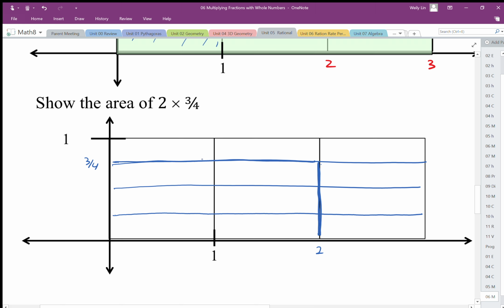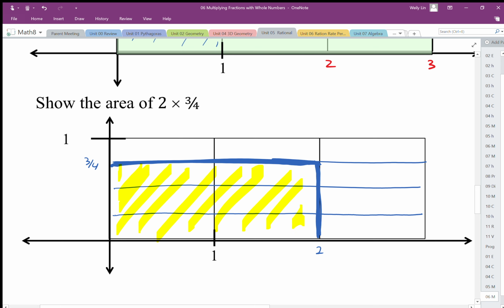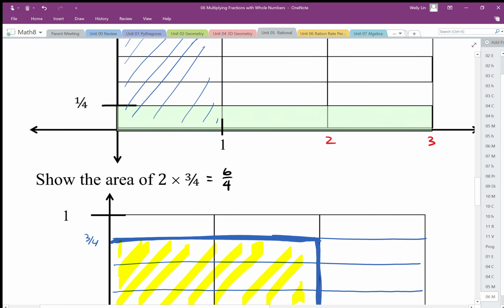Okay, so there's my length times width, and the area that I end up with is a shaded area in the middle. And each one of these sections represents a 1/4 piece. So when I do 2 times 3/4, I end up with 1, 2, 3, 4, 5, 6 1/4 pieces, which can simplify to 1.5. I'm just going to leave it like that because I can see the number of pieces in the ratio 6:4.